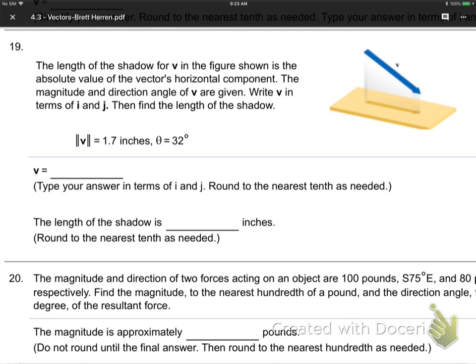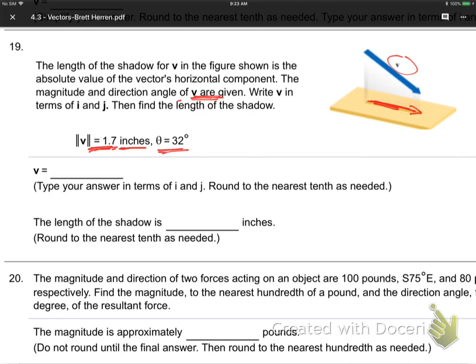So what they're saying is, okay, you got this vector V, maybe it's an airplane coming down or whatever, and they're saying, hey, what's its shadow doing? See the shadow down here? This is the shadow. You can see it in the diagram. That's the shadow. So they're saying the magnitude and direction of V, the vector V, right? Magnitude 1.7. I don't know what it is in the real world, miles per hour or whatever. Or inches. There it is. It's inches. That's how long vector V is. And the angle is 32 degrees.